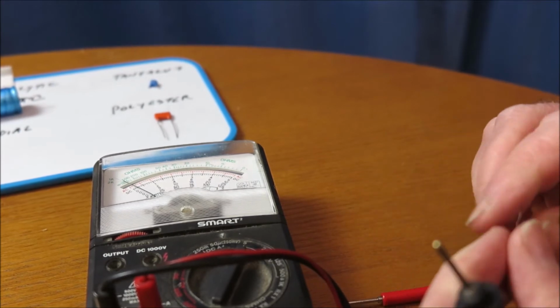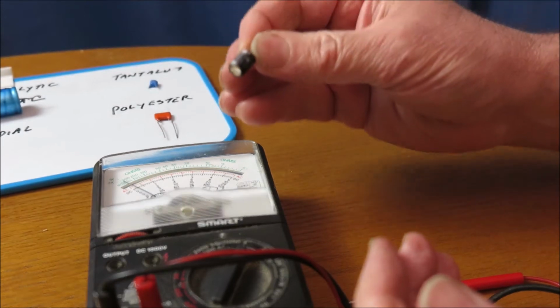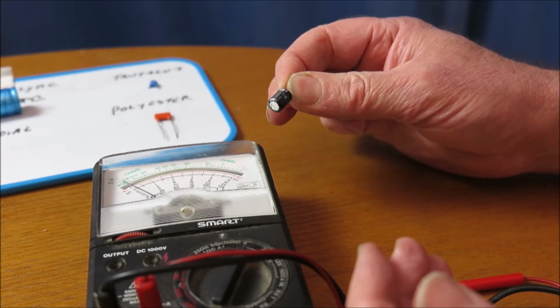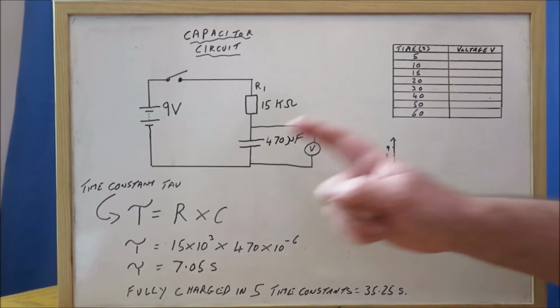Okay, so we've seen the types of capacitor there, and we've demonstrated that it can hold charge. So what we'll do in a moment is we'll have a look at how these capacitors charge up. I'm going to talk about the time constant for a minute.